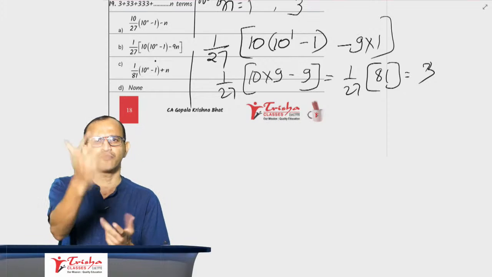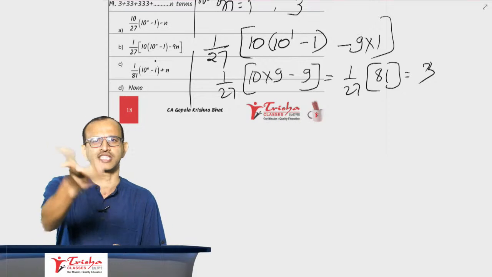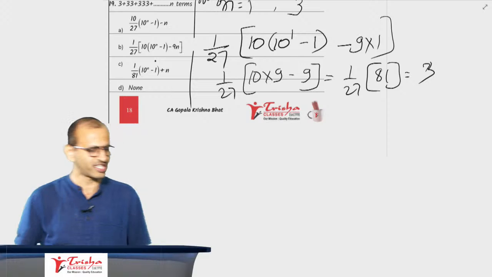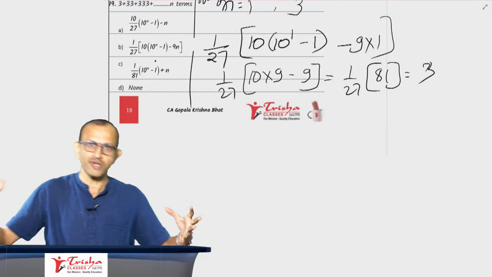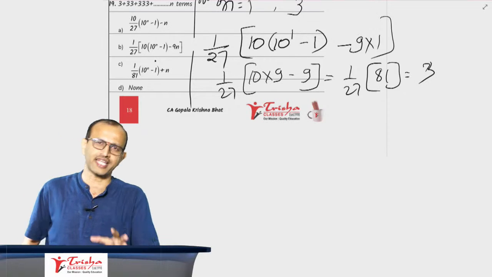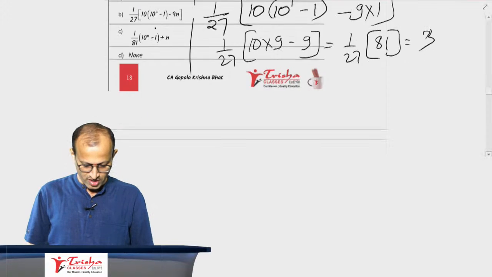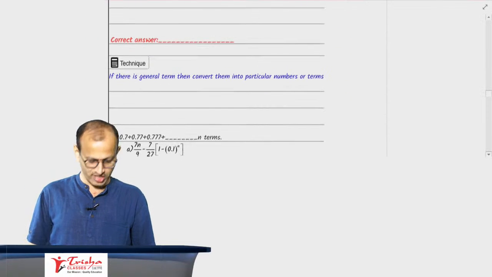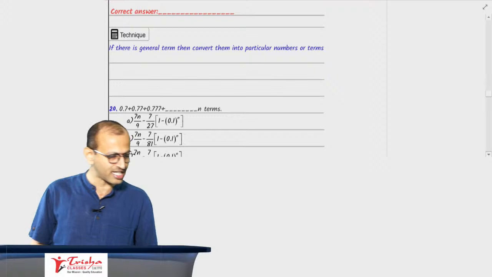First term 3. Sum is 3. 2 terms 3 plus 33. So I think such a big explanation comes down to only taking n is equal to 1 or 2. Is it easy for all the students who are listening to my classes? Is it understood?